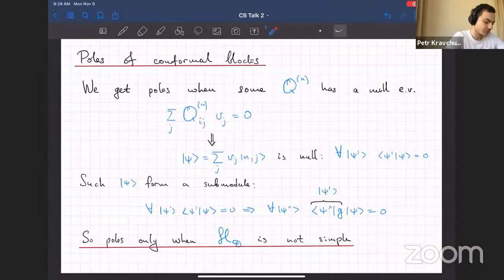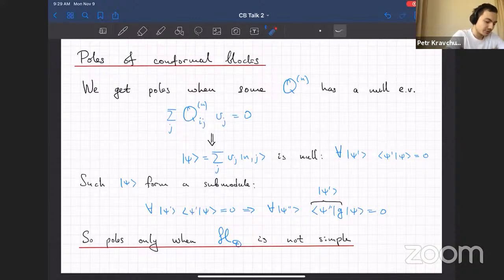And in terms of our representation, what this means is that if we take this component Vj, which we construct by finding the null vectors of this matrix Qij, and construct a state psi using these coefficients Vj and our basis states, then this state psi is going to be null in the sense that it's orthogonal to any other state. The reason is that it's orthogonal to any other state at any level other than n, just because the eigenvalues of the rotation operators are different. But it's also orthogonal to all the states at level n because of this condition on Vj.